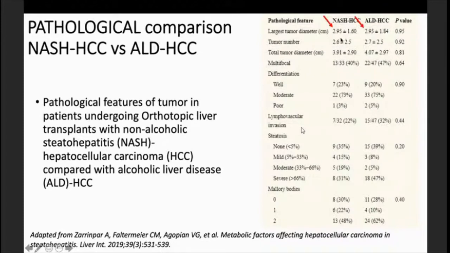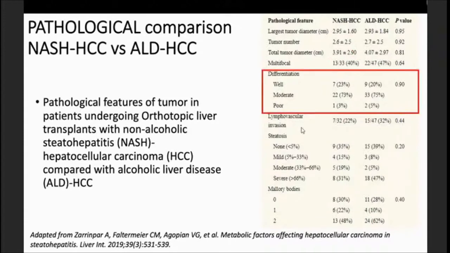To begin with the tumor diameter, pretty much we could see there's not a big change over here, 2.95 to 2.93. Tumor numbers, we have almost the same numbers over here. The total tumor diameter to begin with is 3.91, 4.07, which is almost the same. Multifocal, 13 out of 33 patients had it, and 22 out of 40 patients had it, contributing to 40% and 47% in total. For differentiation of the tumor, well differentiated, 7 and 9, moderate, 73% and 75%, poorly differentiated, 3% and 5% in case of NASH HCC and the alcoholic liver disease HCC.